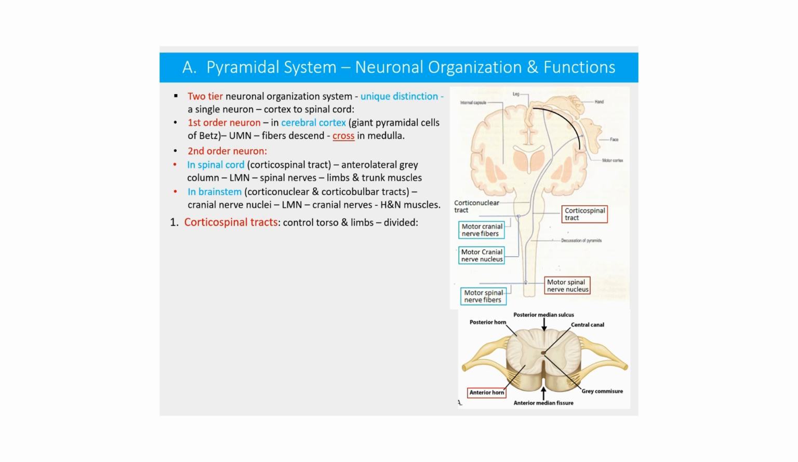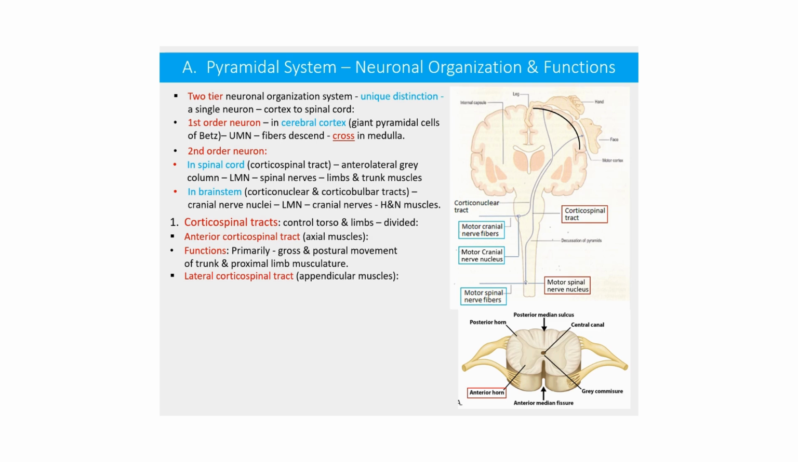The pyramidal system is divided into two systems of tracts. Number one is the corticospinal tract, which controls the torso and limb muscles and is divided into two. The anterior corticospinal tract mainly for the axial musculature. Their primary function is to control the gross and postural movement of the trunk and the proximal limb musculature.